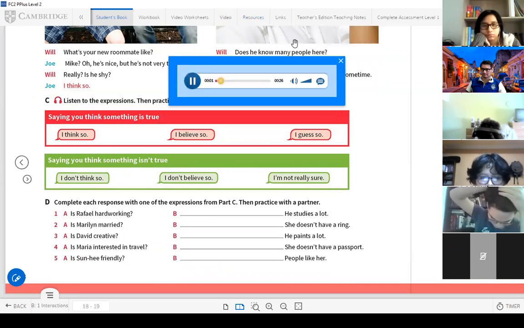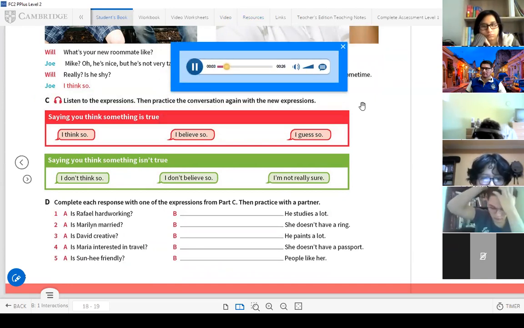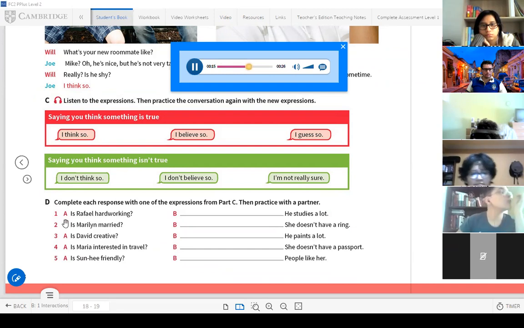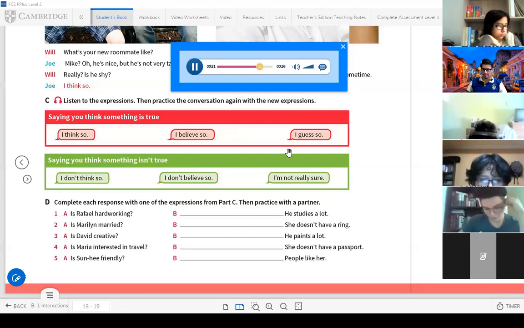Part C. Saying you think something is true. I think so. I believe so. I guess so. Saying you think something isn't true. I don't think so. I don't believe so. I'm not really sure.